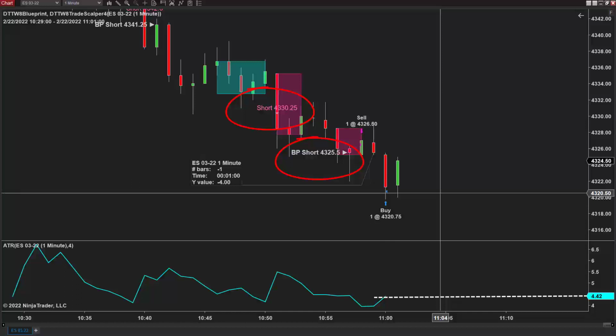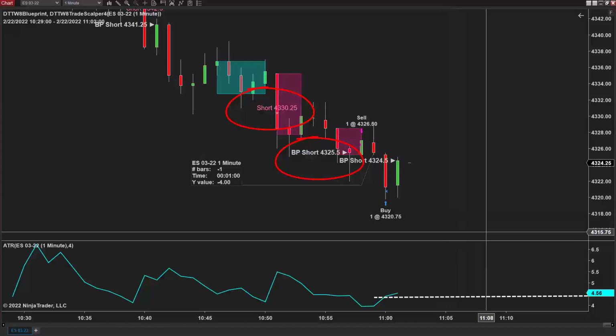And then I'm done. Whether you want to continue trading or not, I always say trade less but trade more accurately. You don't have to continue trading and trading and trading all throughout the day. But here are 2 great examples using the Trade Scalper and the blueprint.